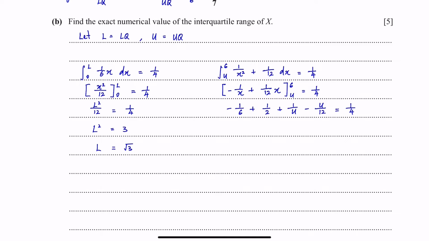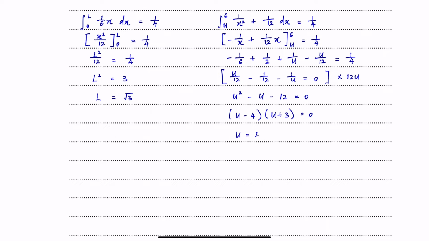We simplify and rearrange the expressions. We would get u over 12 minus 1 over 12 minus 1 over u equals 0. And we can multiply this whole equation by 12u to get u squared minus u minus 12 equals 0. Factorize it, we have u minus 4 and u plus 3. So u would be equal to 4 and u will be equal to negative 3.